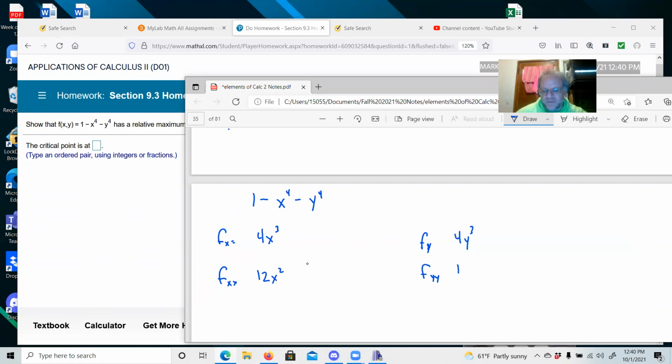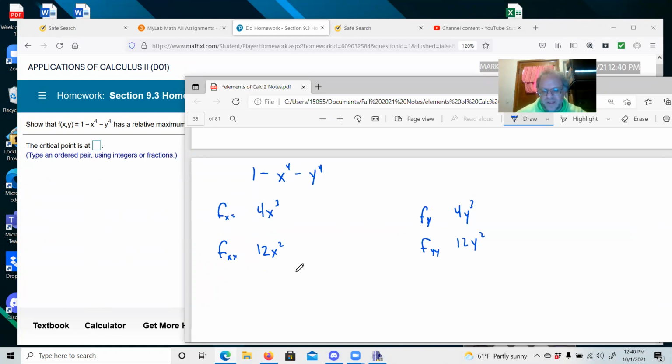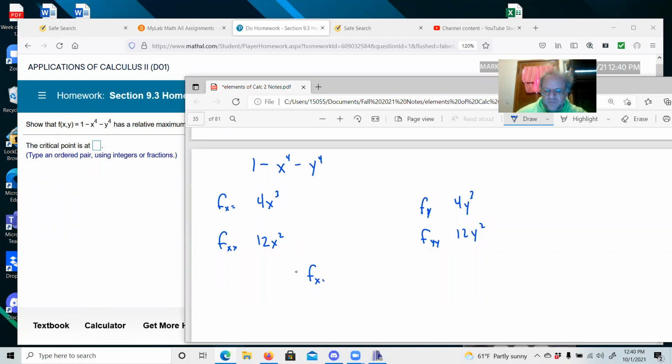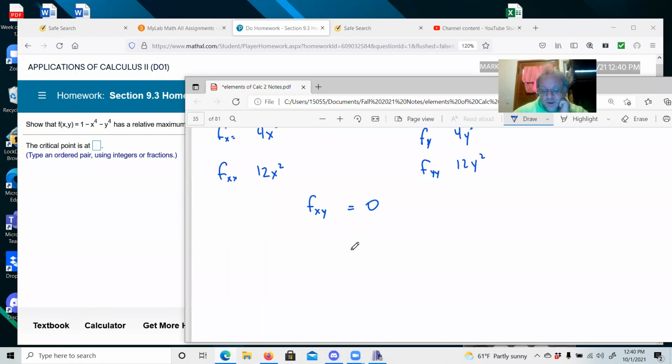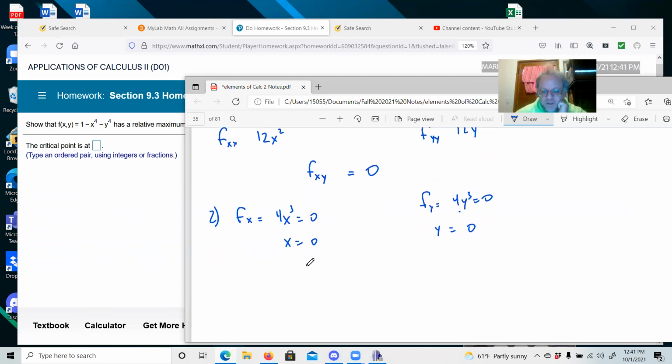Fyy is going to be 12y squared. For f of xy, we take this derivative with respect to y, which gives 0. So, step 2: fx equals 4x cubed, set it equal to 0 and solve for x. Fy is equal to 4y cubed, set it equal to 0, solve for y. I hope that's not going too fast for anybody.